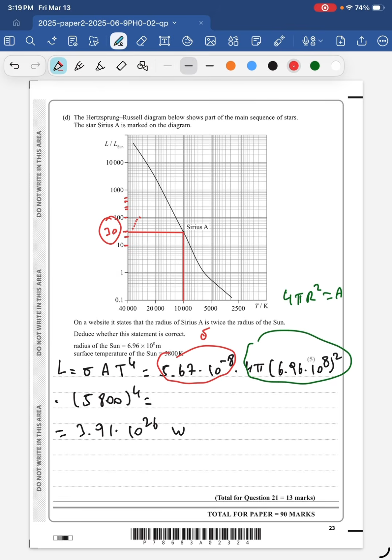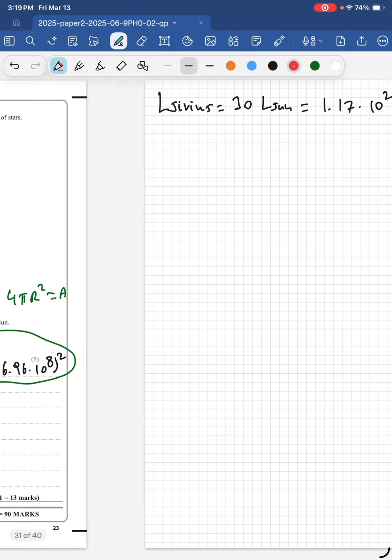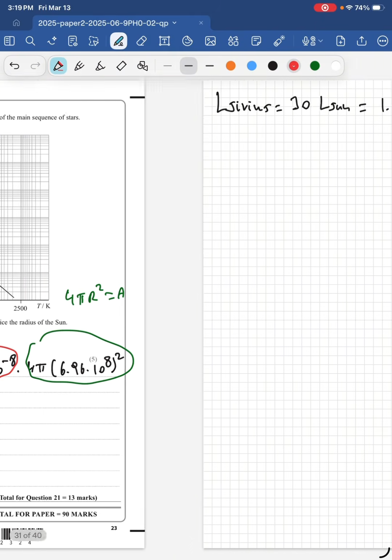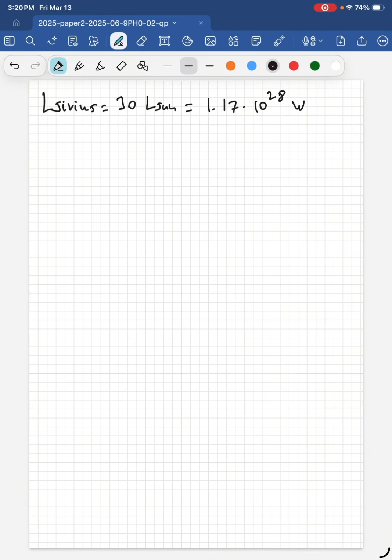So they tell us that it's 30 times larger. Actually, they don't tell us, I'm sorry. I think I confused you a little bit. The only thing they tell us is that the claim is that Sirius A has a radius that is twice the radius of the Sun. So we use the diagram actually to find the luminosity of Sirius, which is 30 times the luminosity of the Sun, because they give us this information in terms of the luminosity of the Sun. That's why we found the luminosity of the Sun first. And now we found the luminosity of Sirius, and we know the temperature from the diagram. I'm sorry if I confused you.